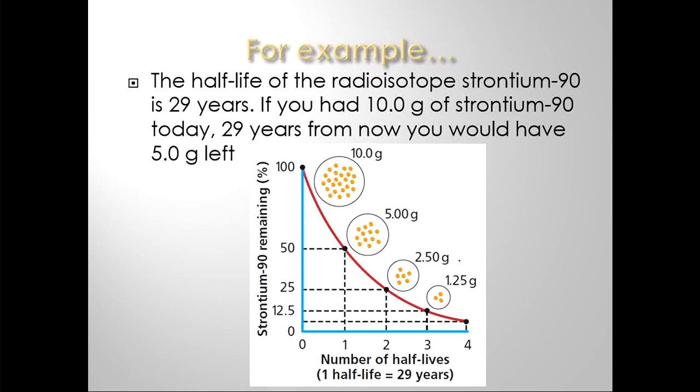If we're looking at the percents, we begin with 100%. 29 years later, we have 50%. 29 years after that, half of 50 is 25%. 29 years after that, half of 25 is 12.5%, and so on and so on and so on. The question for you is, will this ever reach zero? And the answer is no. It will get pretty close to zero, but it will never reach zero, meaning that there will always be very small traces of radioisotopes left on this earth.